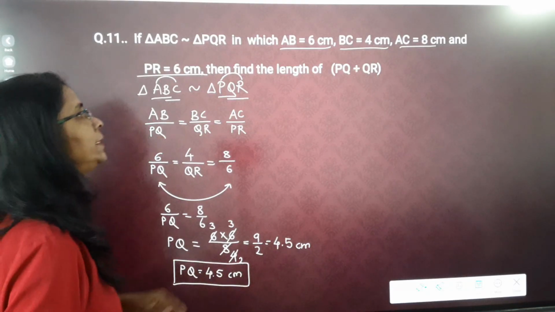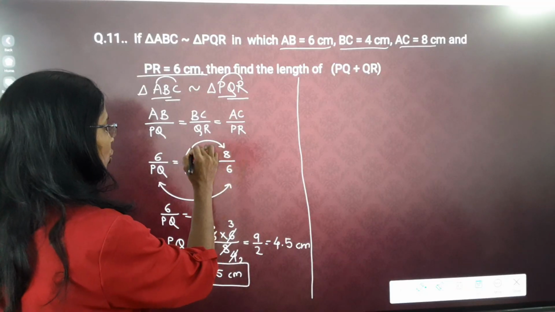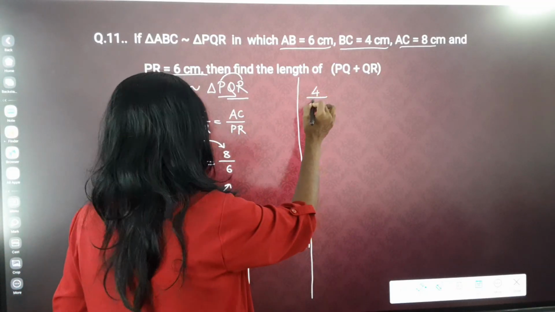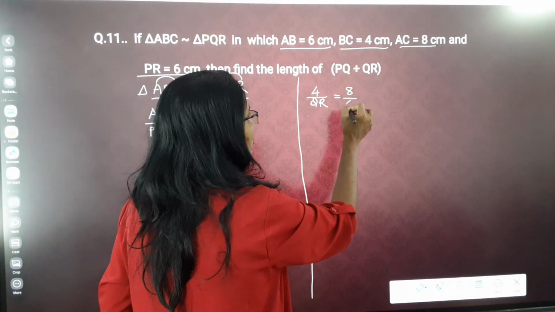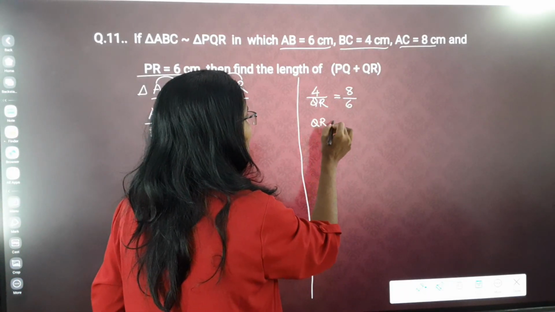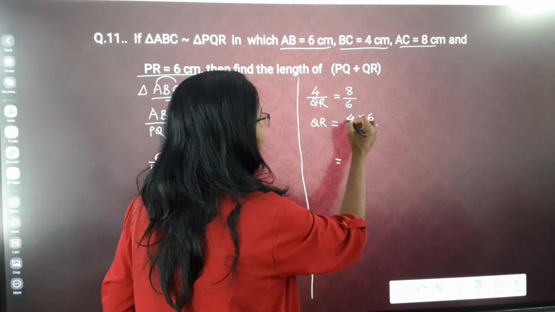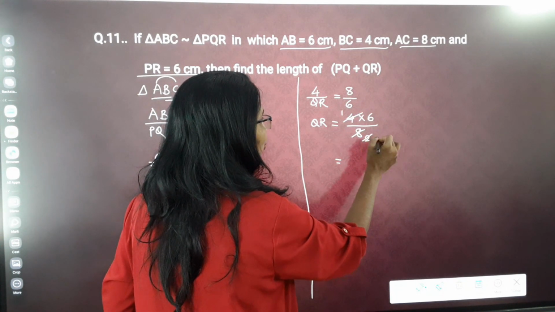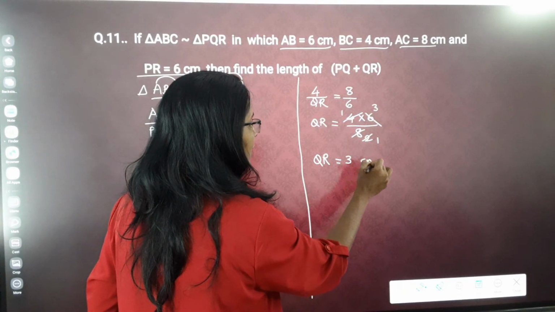Now, students, for the next one I take these two equal ratios: 4 upon QR is equal to 8 upon 6. Now cross multiply this. So QR is equal to 4 multiplied by 6 upon 8. Simplify it: 4 1s are 4, 2 4s are 8, 2 1s are 2 and 2 3s are 6. So QR is equal to 3 centimeter.